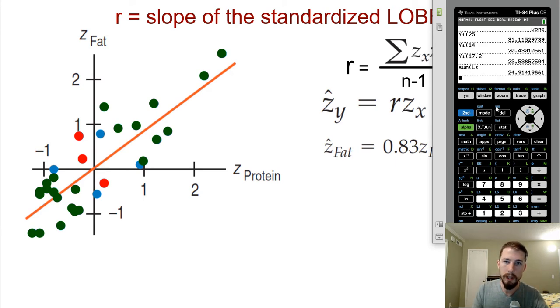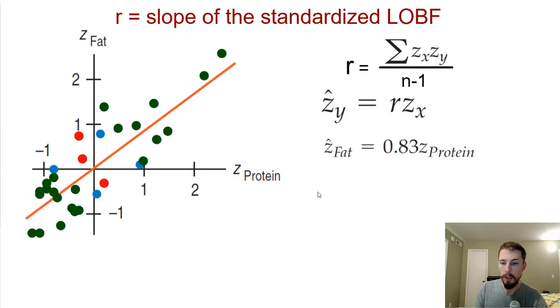Then we divide it by n minus 1, which would be 31 minus 1, which is 30. So take that value and divide it by 30, which will give you the z-score. Or sorry, not the z-score, the correlation coefficient, which is 0.83. Now the correlation coefficient is going to be the slope of the standardized plot here for the line of best fit for the standardized plot, which is really brilliant and elegantly found and amazing.